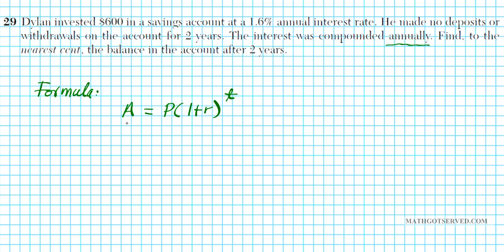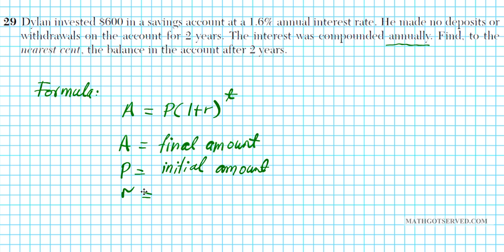Now, you don't just need to know the formula, you have to understand what each variable means, or else the formula is useless. So let's see what each variable means. A is the final amount. In this problem, that's what we're looking for. How much did you have at the end of the period? P is your initial amount of principal. How much did you start with? That's what P is. R.